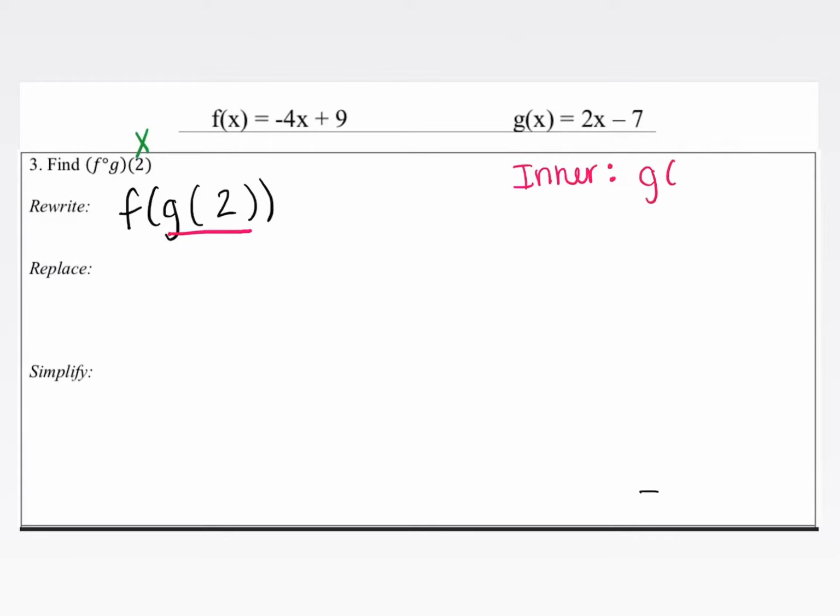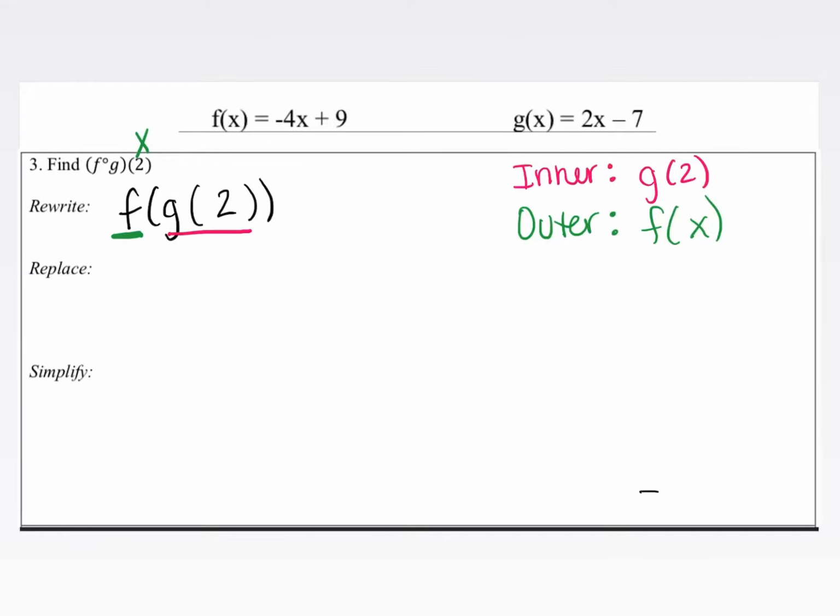is g of 2. So again, this is just like evaluating functions from part 3, I believe, with our relation machines. We're just going to input 2 wherever we see an x in that original g of x function. Now my outer function is f of x. So we're going to hold off on that for one quick moment.